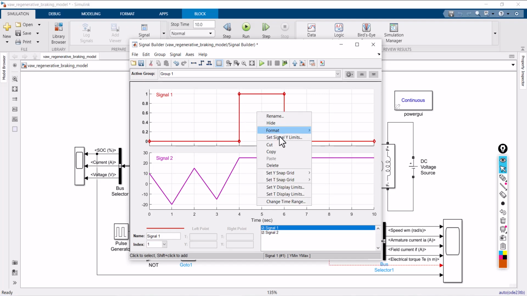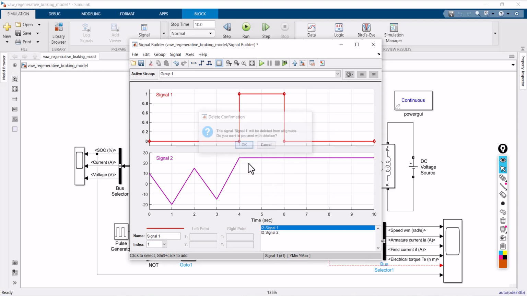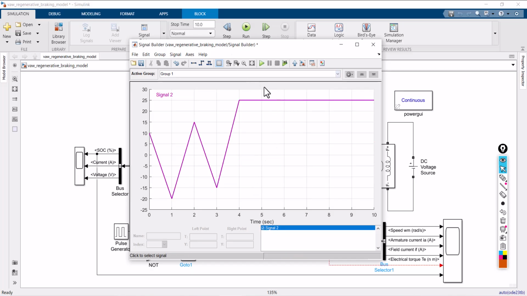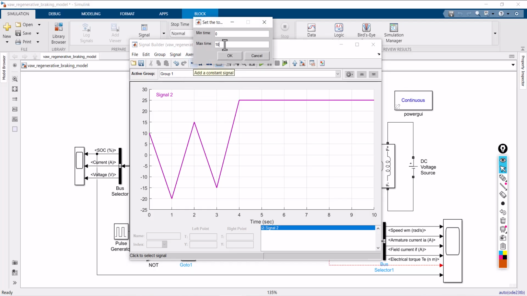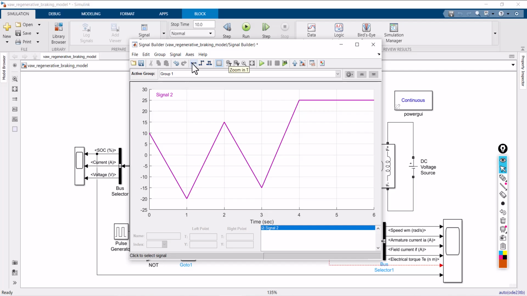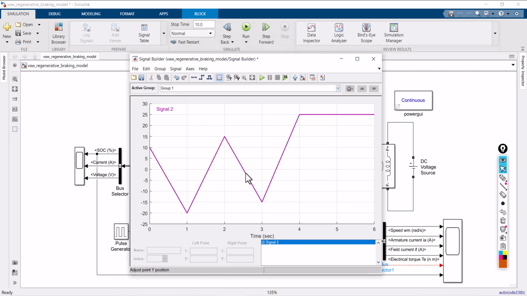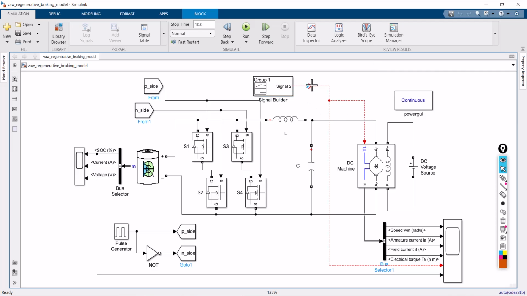So I'm deleting this previous case. I'm going to simulate the system only for 6 seconds. That is more than enough for me. Go to Axis, change the time range, and choose the maximum time as 6. According to this input, my battery is now going to get charged and discharged. Save this one. Now connect it to this terminal. Change the stop time to only 6 seconds. That is enough because I have input only up to 6 seconds, right?